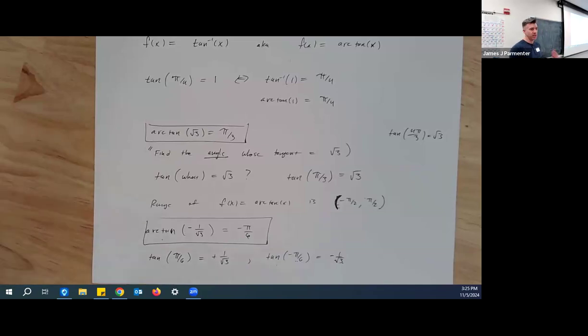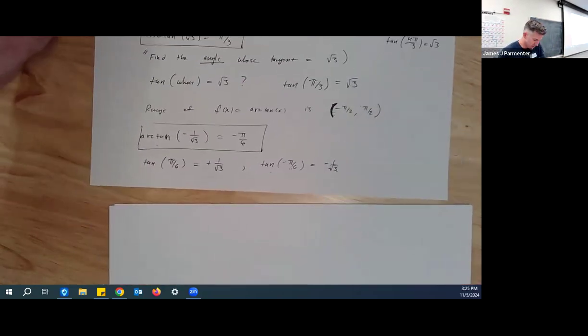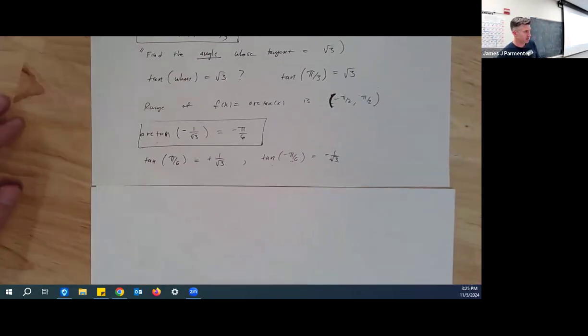So again, tangent and inverse tangent, or arctangent, just interchange the role of the angle and the number. Tangent of an angle equals a number. Arctangent of a number equals an angle. Okay. But now, what we really want to do with all this is take the derivative of arctangent of x.